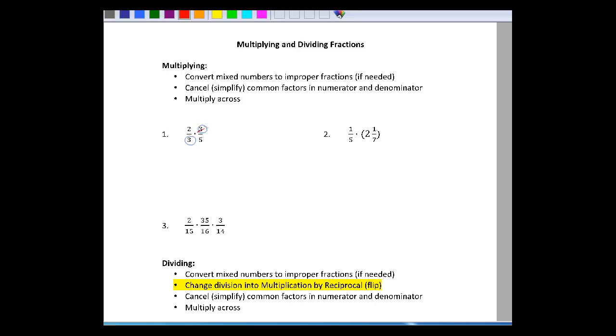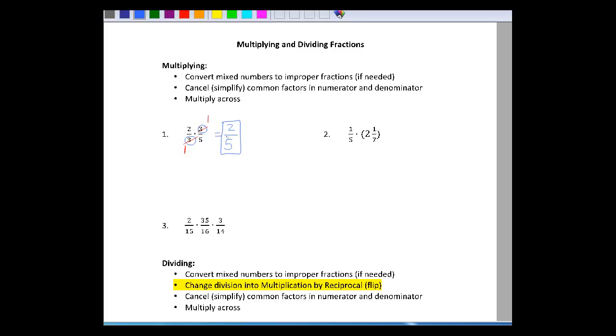When I divide this one by 3, I get 1. And when I divide this one by 3, I get 1. The 2 and the 5 don't have any factors in common. So multiplying across, 2 times 1 is 2. And 1 times 5 is 5. So 2/3 times 3/5 is 2/5.